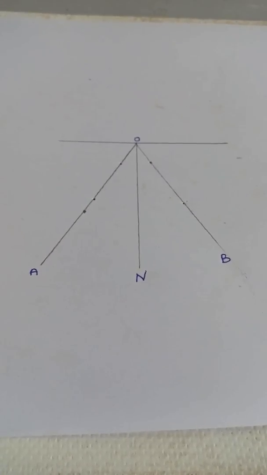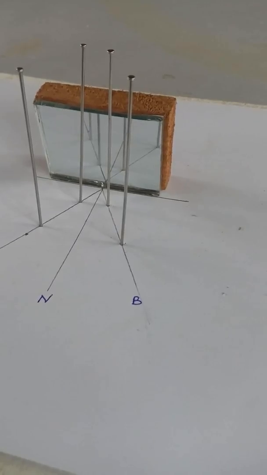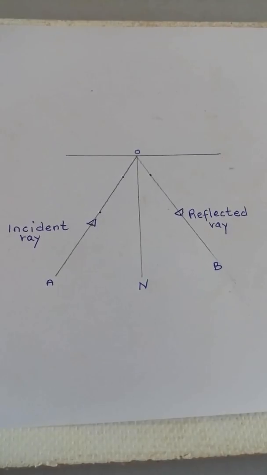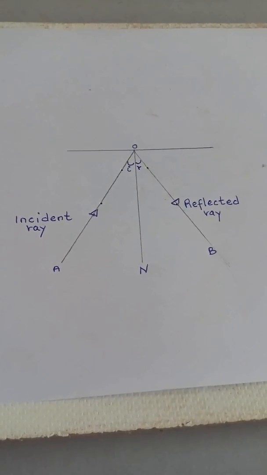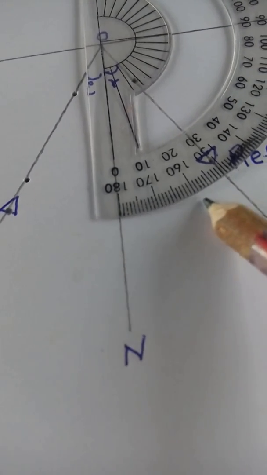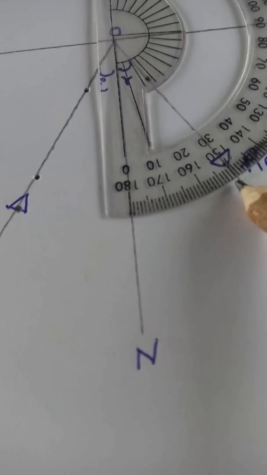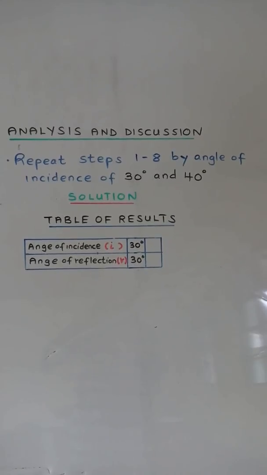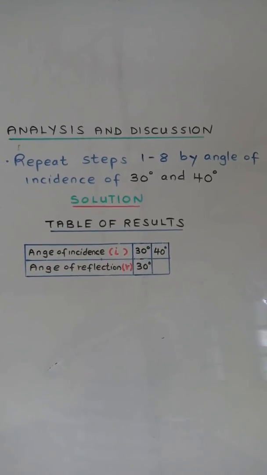Line OB. Incident ray, reflected ray, angle of incidence, angle of refraction, which is 30 degrees. Then angle of refraction is 30 degrees, when the angle of incidence is 40 degrees.